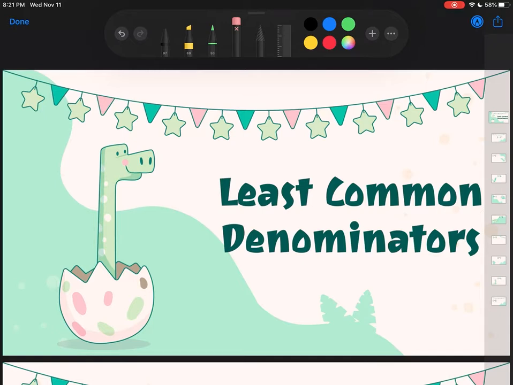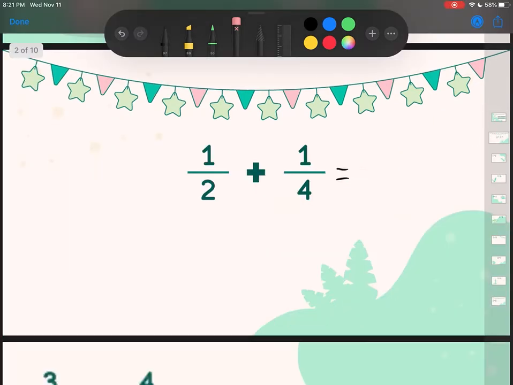So today we are going to talk about least common denominators. Yesterday we learned how to find equivalent fractions, which is really important with adding and subtracting fractions. Now we're going to learn how to figure out what denominator we can change our denominators to when we're adding or subtracting. So let's say I've got this problem. I've got 1/2 plus 1/4.